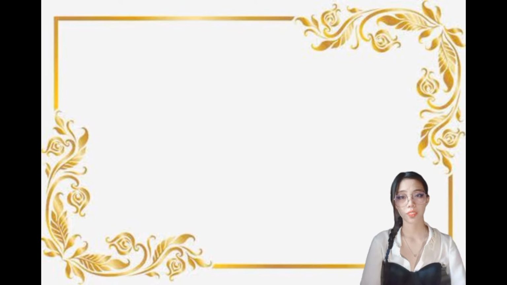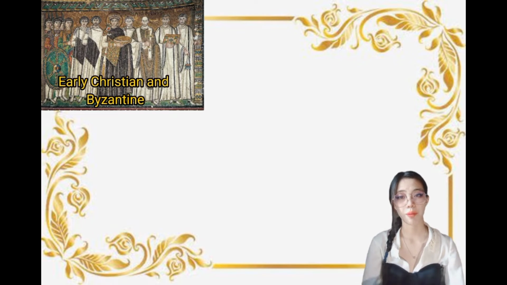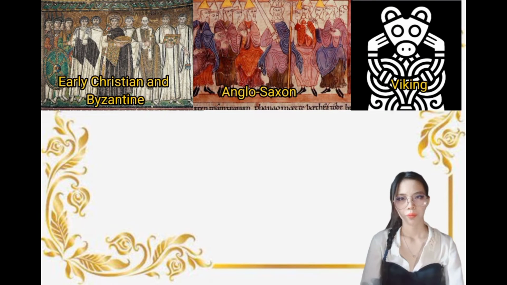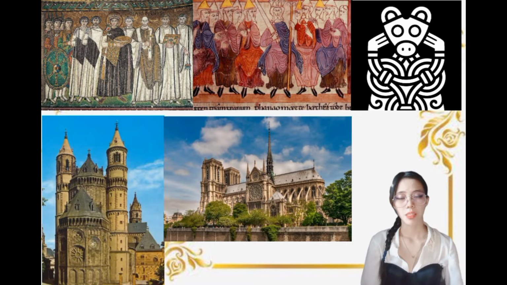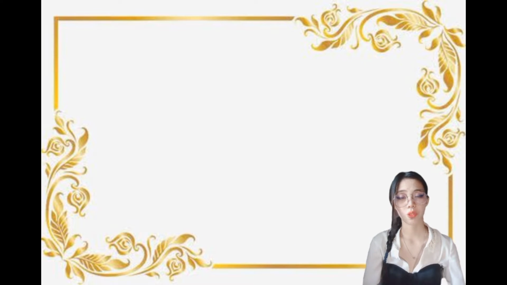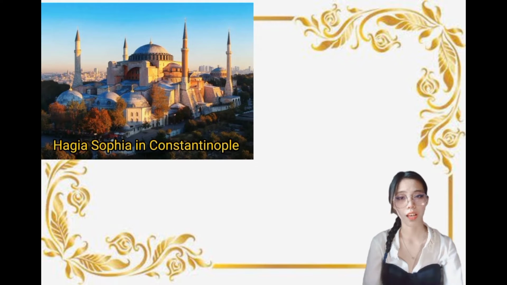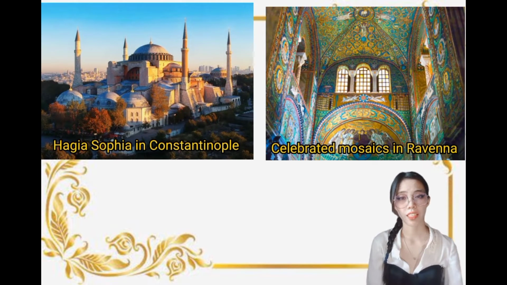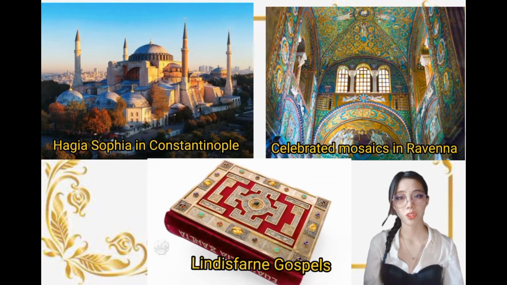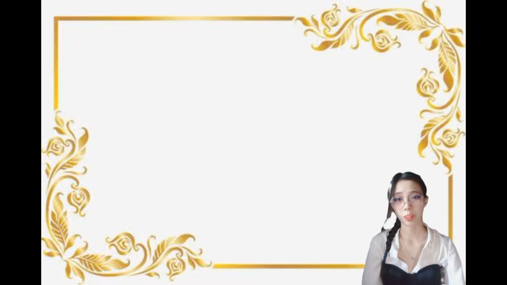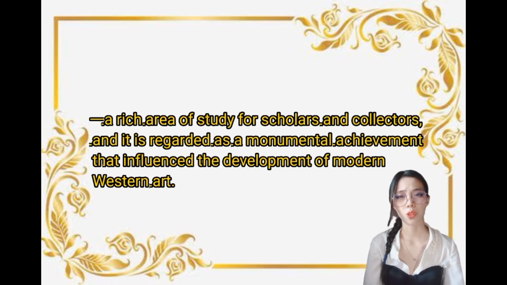Over the course of these 10 centuries, a wide range of artistic styles and periods emerged, including early Christian and Byzantine, Anglo-Saxons, Vikings, Romanesque, and Gothic. The medieval period produced grand monuments and architectural masterpieces, such as the Hagia Sophia in Constantinople, celebrated mosaics in Ravenna, and illuminated manuscripts, such as the Lindisfarne Gospels. Because the period produced a large volume of art with historical significance, it is still a rich area of study for scholars and collectors, and it is regarded as a monumental achievement that influenced the development of modern Western art.